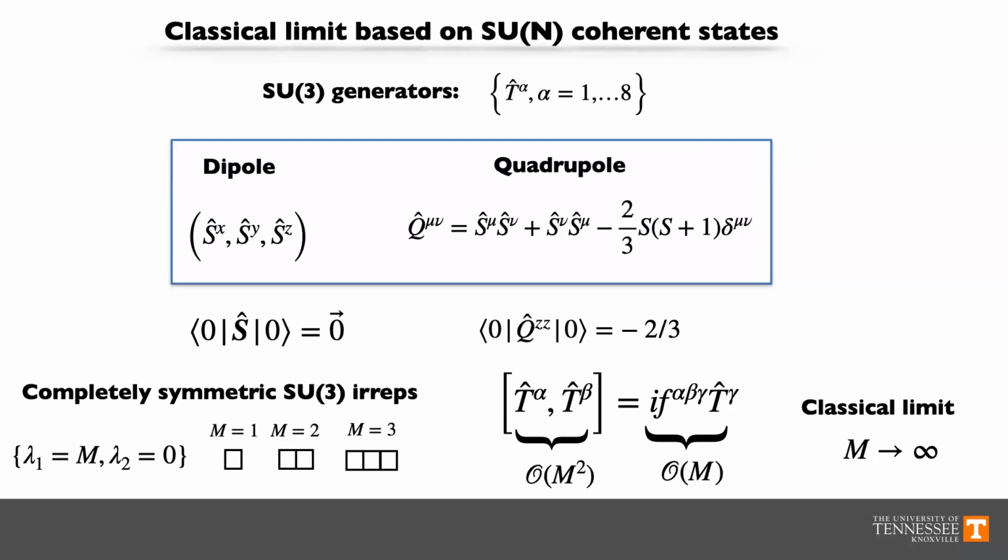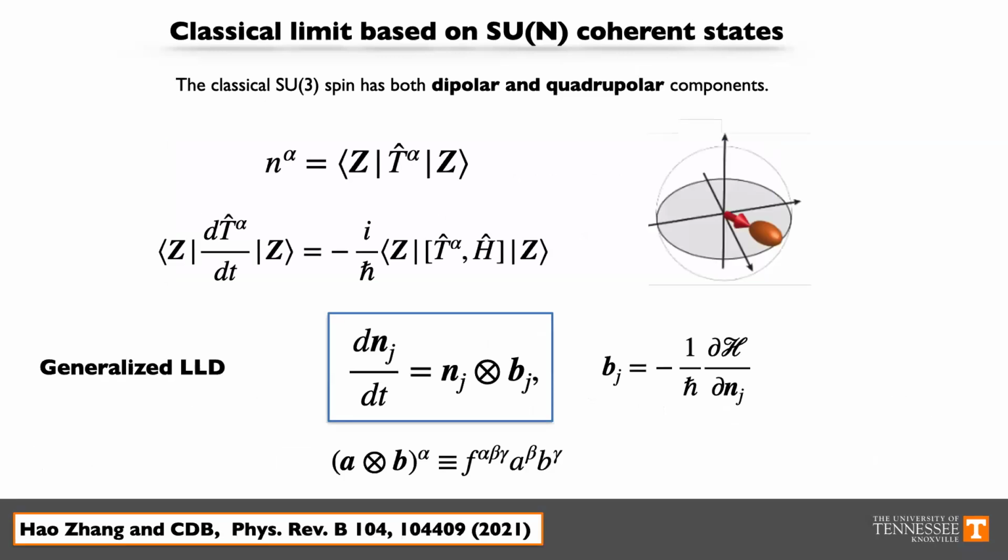And now the argument is the same as before. What I have on the left-hand side of the commutation relations of SU3 is quadratic in m, but what I have on the right-hand side is linear. So in the large m limit, I can neglect the right-hand side in comparison, these operators commute, and I can replace them with expectation values. Good.